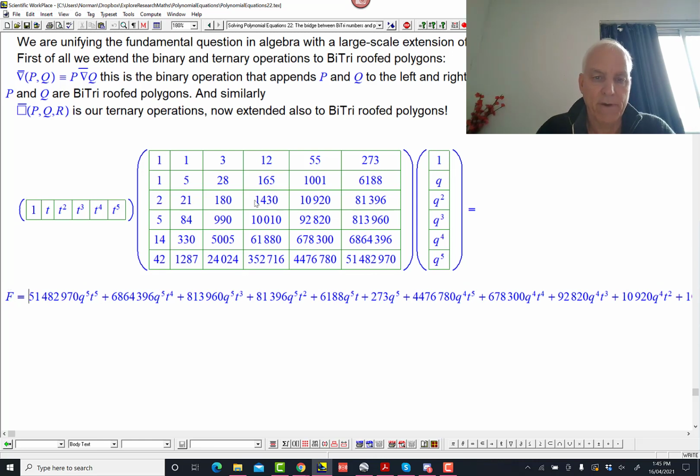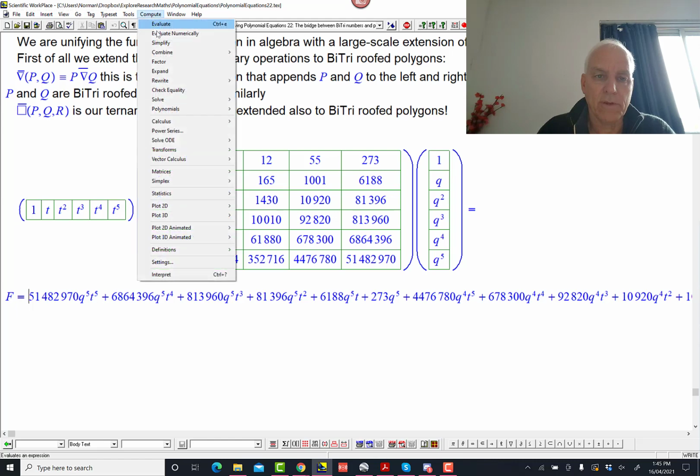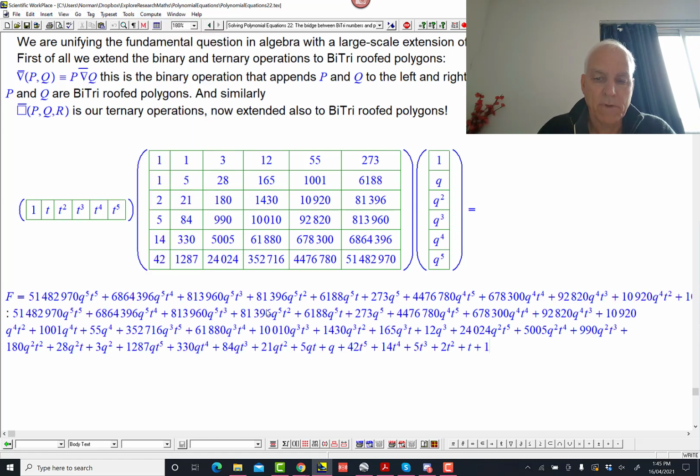Okay, so this is some expression that has, I guess, 36 terms. Let me just expand it out. There's the 36 terms, right? Each one of them corresponding to an entry in this table. And of course, this is not the entire BiTri, right? This is just the top left corner. But we're just going up to degree 5 and ignoring higher degrees.